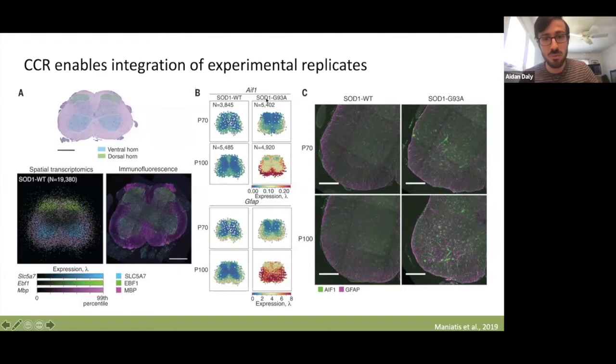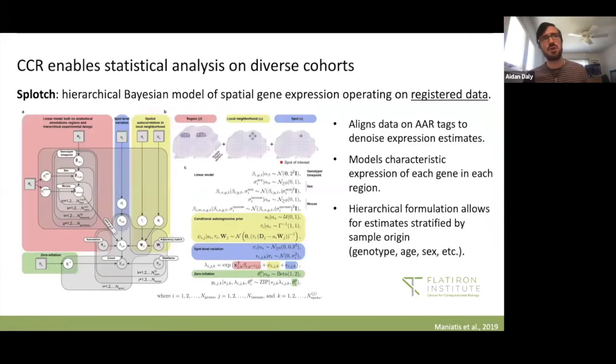So we have two marker genes here, AIF1 and GFAP. If we're looking at a wild type mouse versus a SOD1 mutant mouse, at two different time points, we see that the distribution of AIF1 expression becomes really dysregulated, particularly down here as the disease progresses, and the same with GFAP. But beyond just making pretty pictures, this actually enables us to do some pretty cool statistical analysis on a really big, diverse cohort of data.